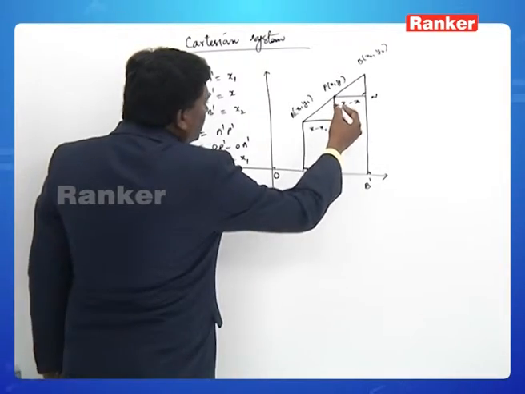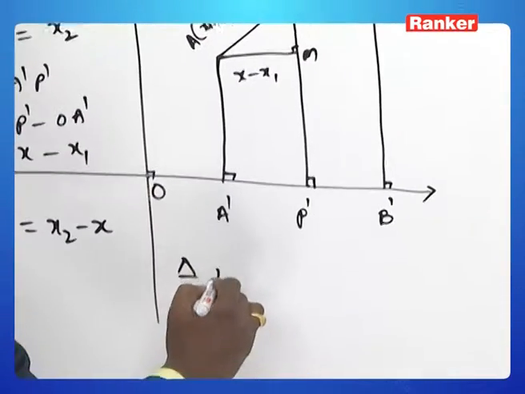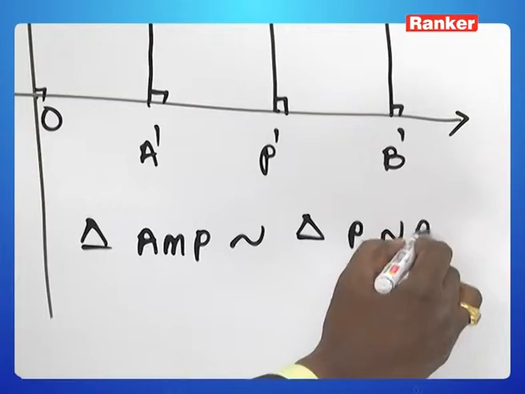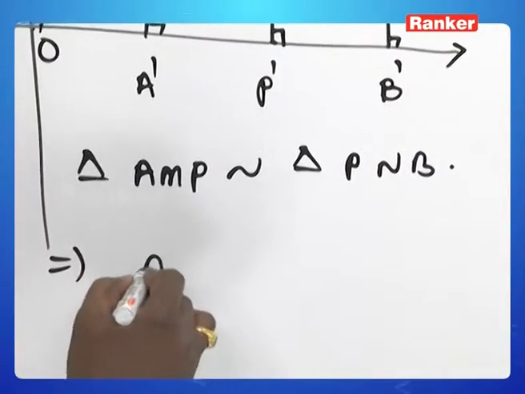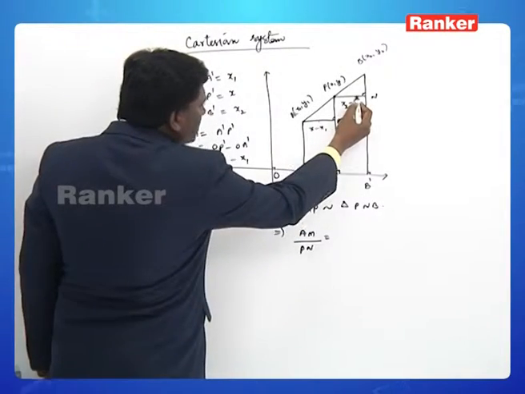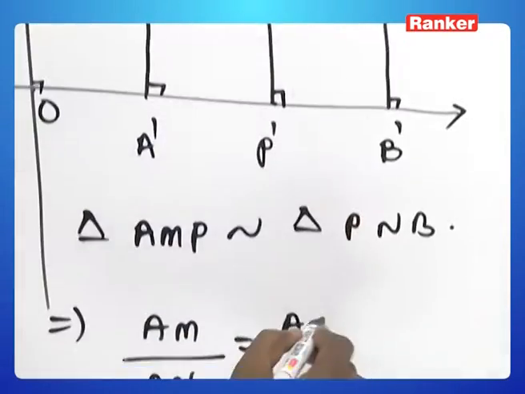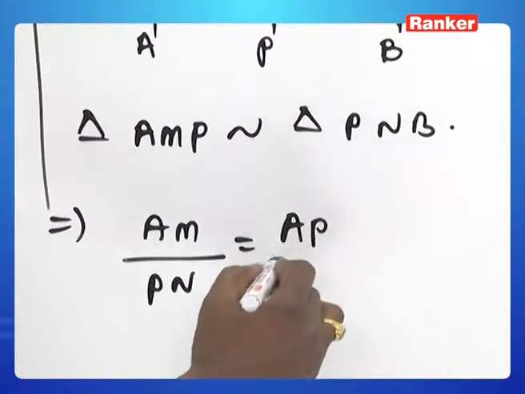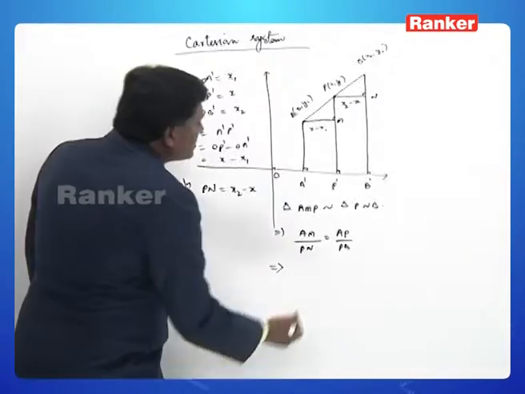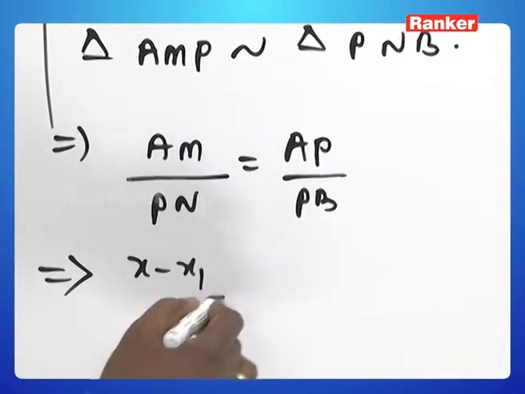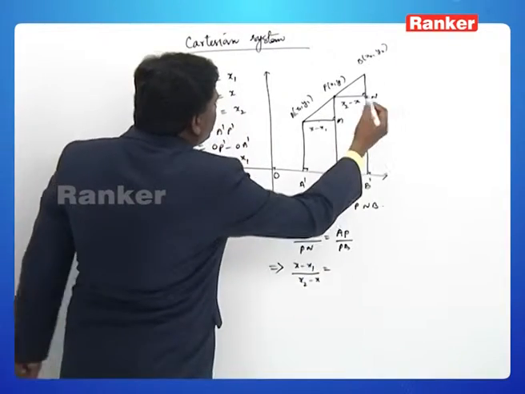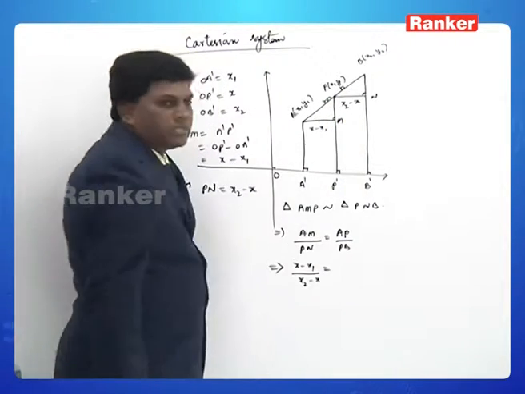And because triangle AMP is similar to triangle PNB, therefore AM by PN, the ratio of these two sides, equals the ratio of these two sides, AP by PB. But AM is equal to x minus x1, PN is x2 minus x, equals AP by PB. Already we have taken this ratio as m is to n.